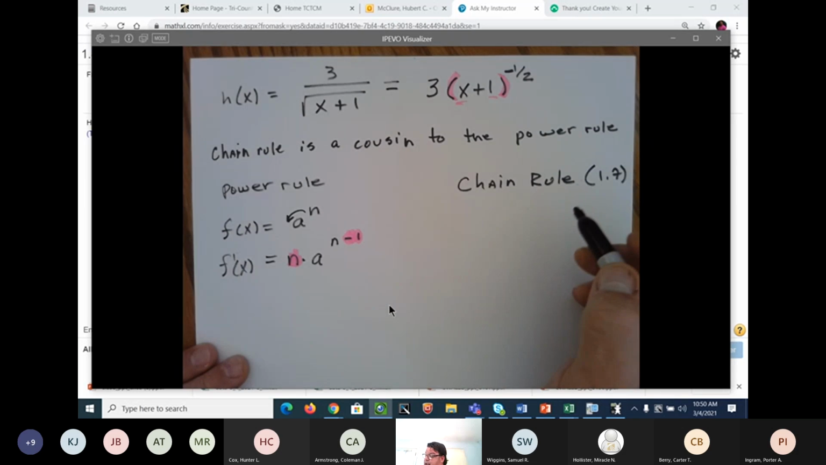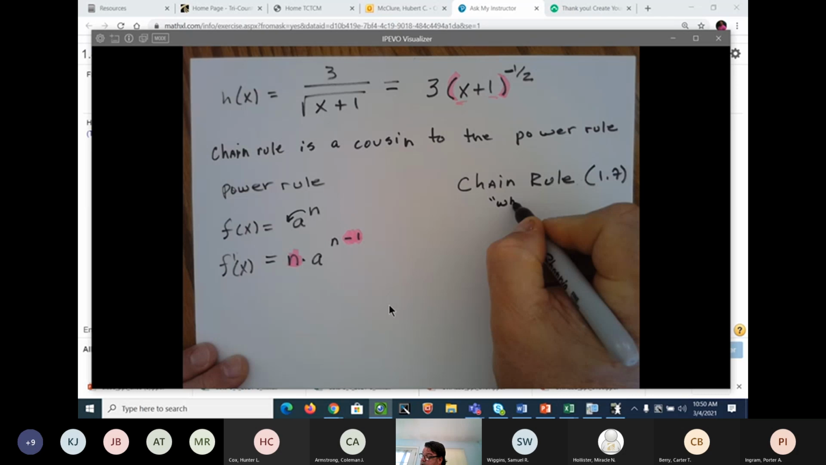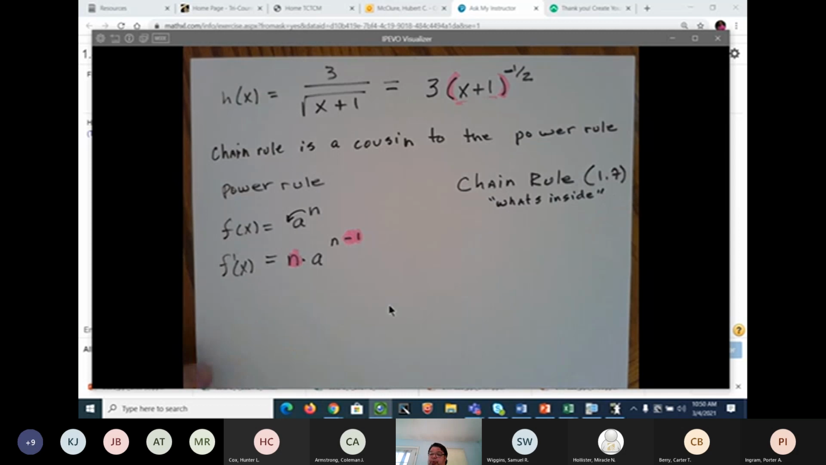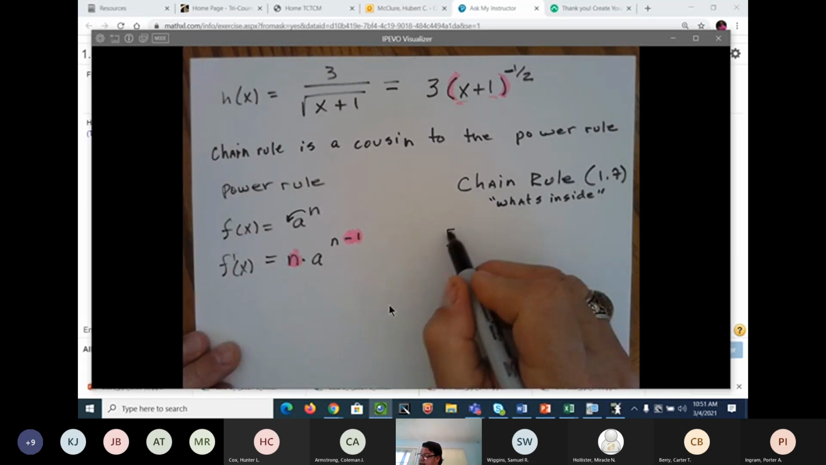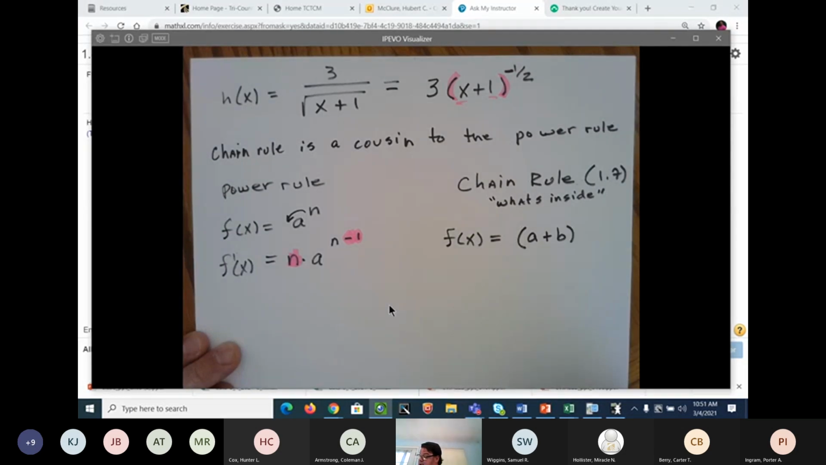All right, so here we go. What do you do? Well, I'm going to put what's inside. That's the term that's used with the chain rule. If you have f of x is equal to parentheses, a plus b, to the n power. Now this is the difference right here. Instead of a, you have an algebraic sentence, which is x plus 1. Everybody see that? That's the difference.